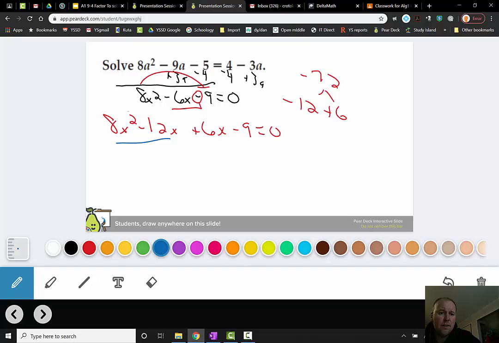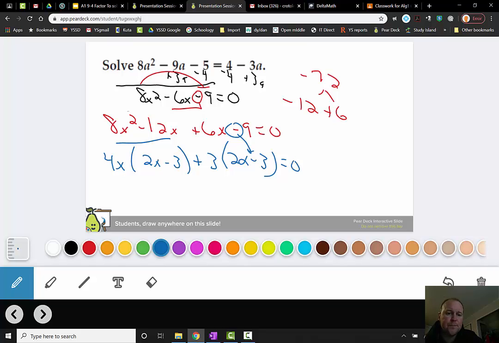GCF, 4 and an x. So 2x minus 3. I need 2x minus 3. And if that means we're going to keep the GCF, it's positive. 6 divided by 2 is 3. 9 divided by 3 is 3. So that works. 4x plus 3 equals 0. 2x minus 3 equals 0 as well.